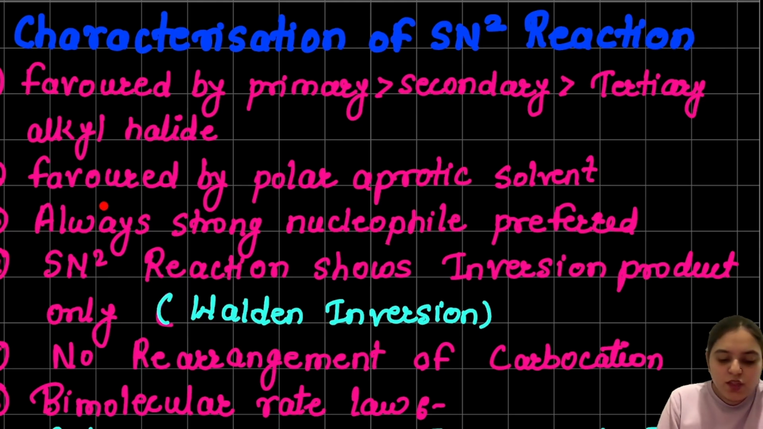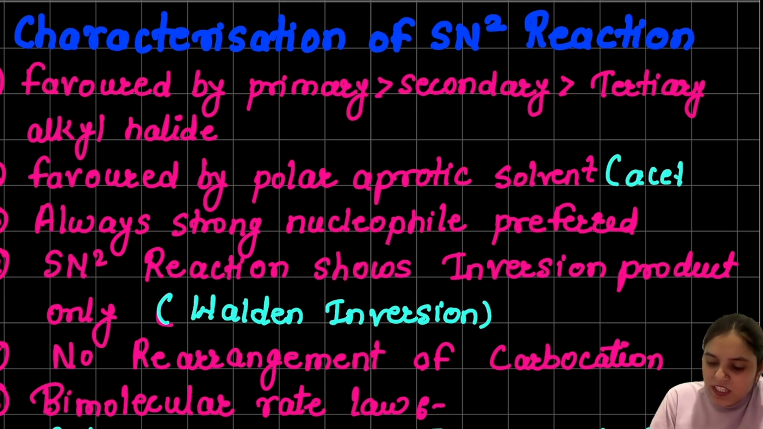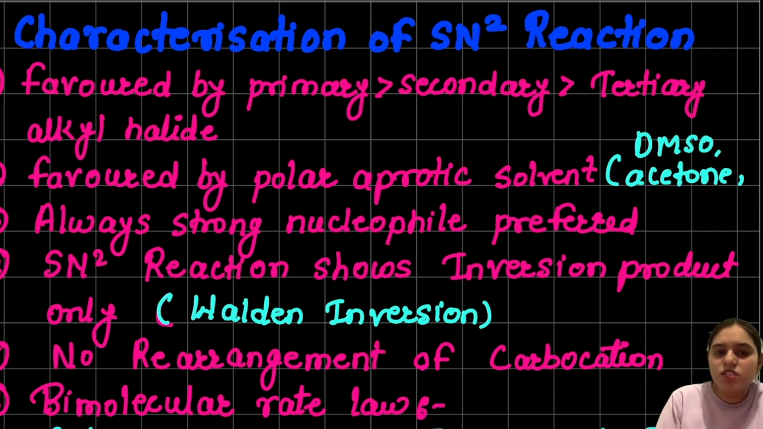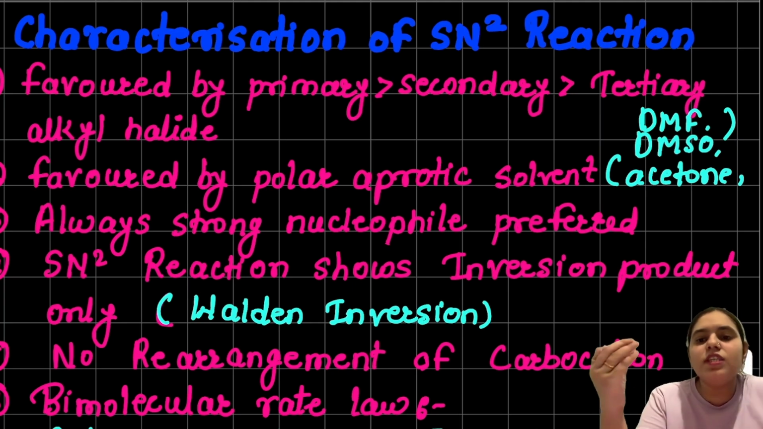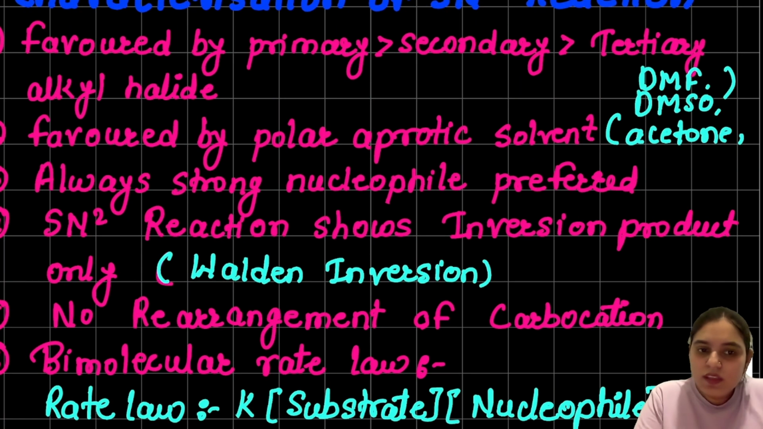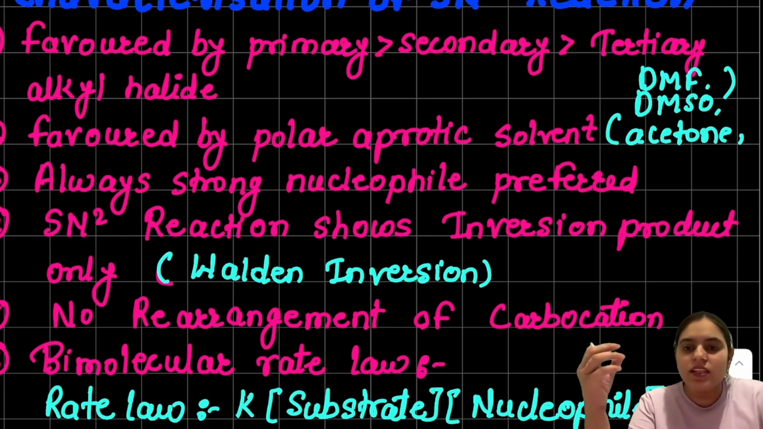Second point is SN2 reaction is favored by polar aprotic solvents. So what is a polar aprotic solvent? Polar aprotic solvents are acetone, DMSO, that is dimethyl sulfoxide, and DMF, that is dimethylformamide. These are some examples of polar aprotic solvents. This solvent enhances the nucleophilicity of the nucleophile. Third point is a strong nucleophile is required. A strong nucleophile such as OH, CN or I is essential because it directly attacks the substrate.